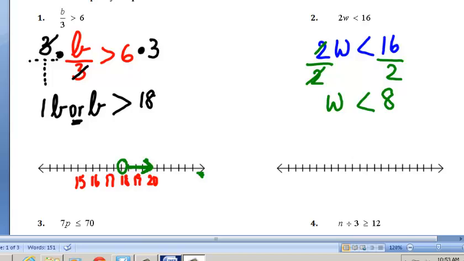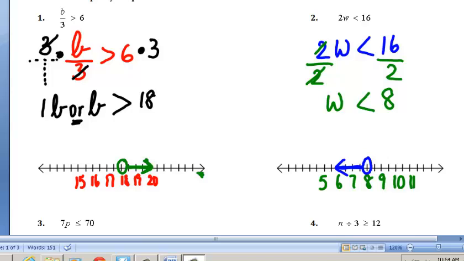Let's go ahead and plot it. So 5, 6, 7, 8, 9, 10, 11. So do you see that I still take a few numbers before and a few numbers after? That's how we do it. So at 8, I know I have to start at 8, but since it's just a plain old less than, it's going to be an open circle, less than, so to the left.